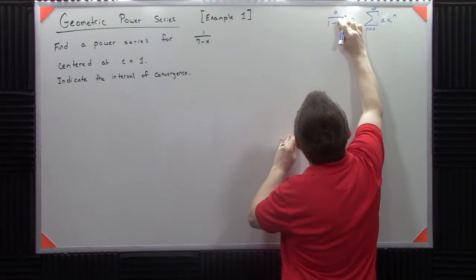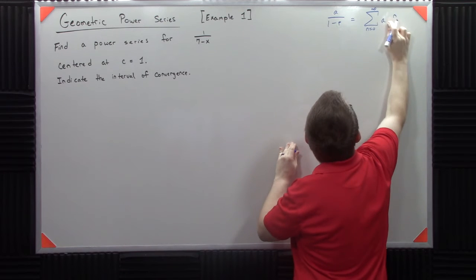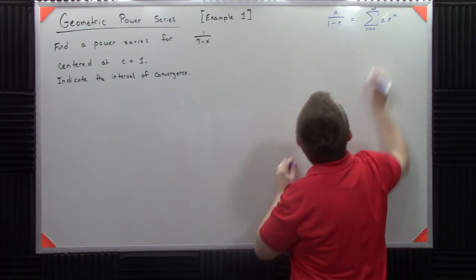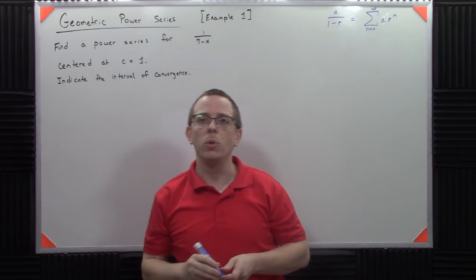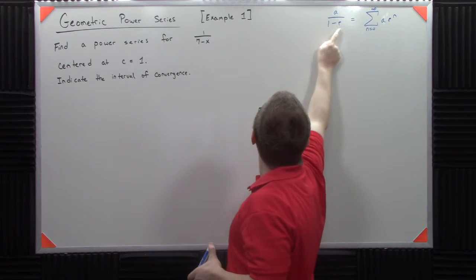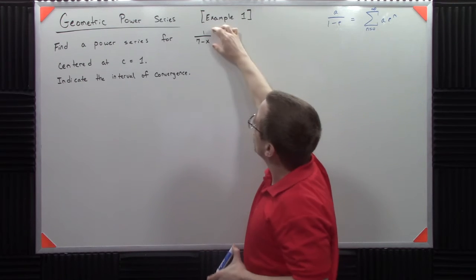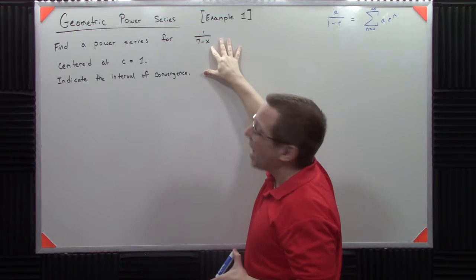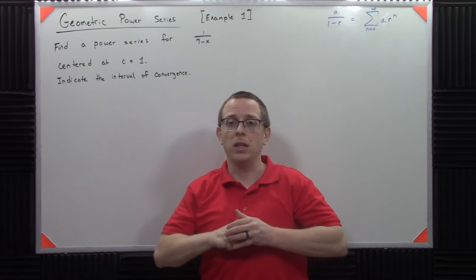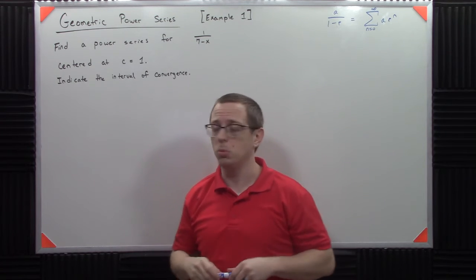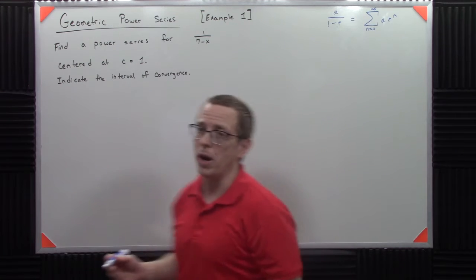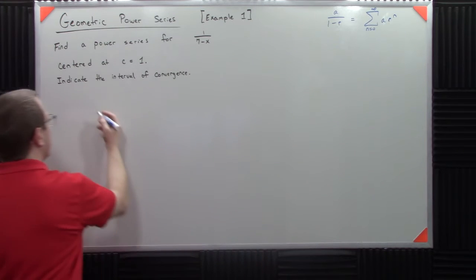I mean, realistically, we're trying to get a times r to the n. So really, ultimately, you're trying to get some sort of r and some sort of a out of this. But we have to algebraically manipulate. Really, the big thing here is just algebra. So what I'm going to do is I'm going to say, okay, I've got 1 over 7 minus x.